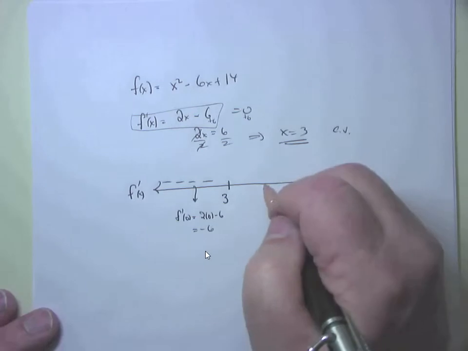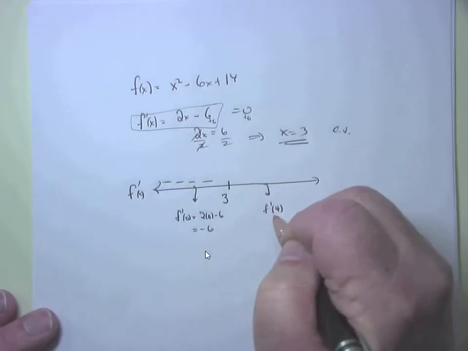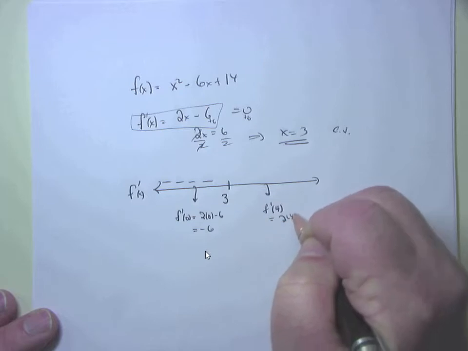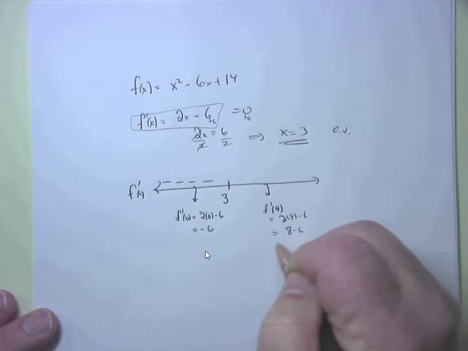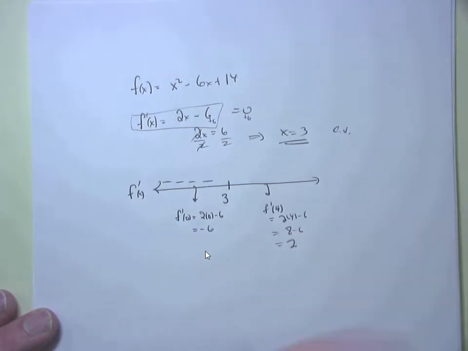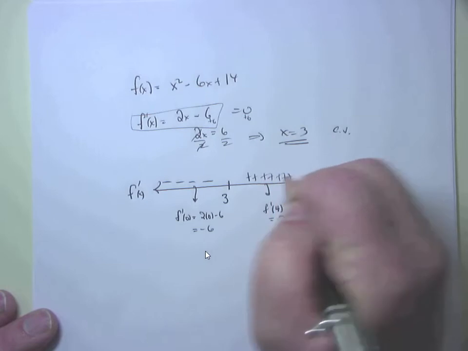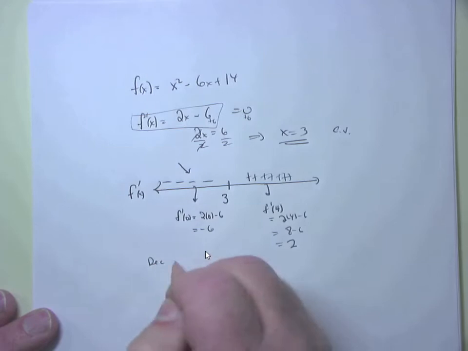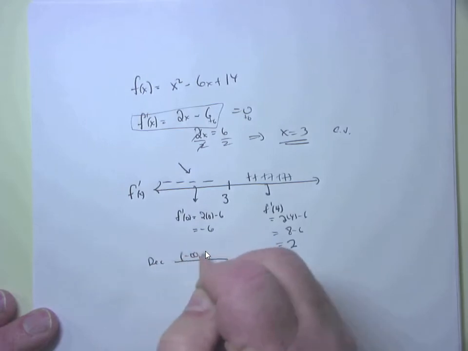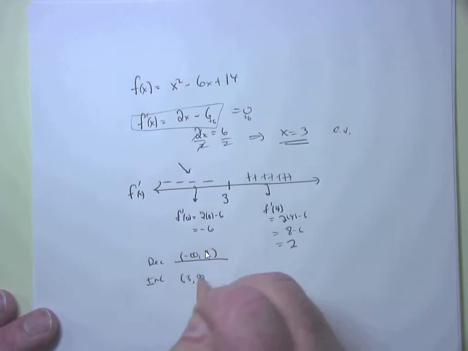And pick a number bigger than 3. I choose 4. So f prime, plugged into your first derivative, 4 would give you 2 times 4 minus 6. 2 times 4 is 8, minus 6 is 2. I don't care what the number is. The fact of the matter is it's positive. And this is the first derivative, so it tells me I'm decreasing on the interval from negative infinity to 3, and I am increasing on the interval from 3 to infinity.